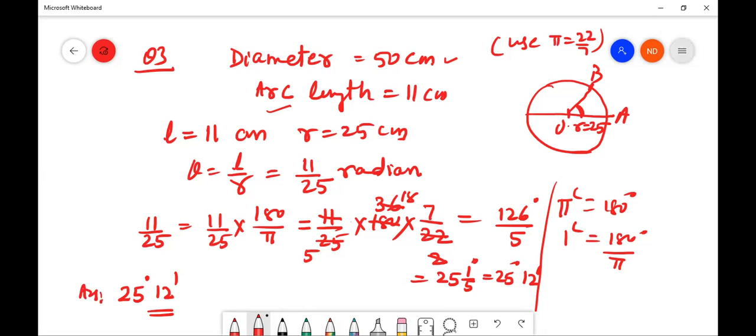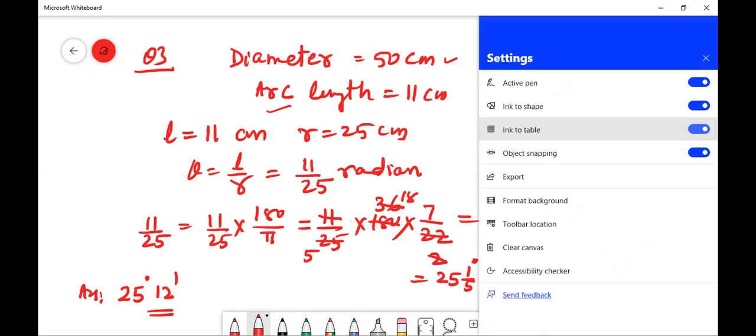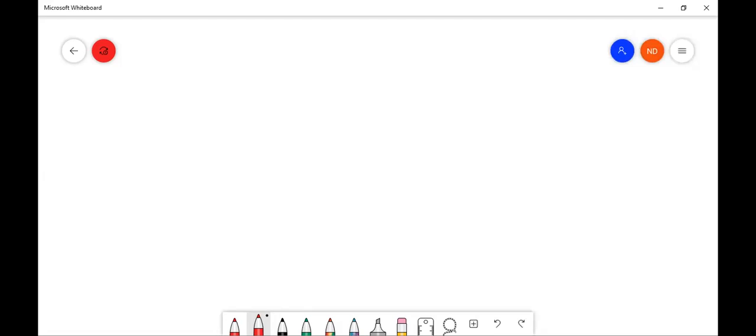So if you are given theta, L, R, out of the three, if you are given two, you can get the third one. So the last question of today's class: if in two circles, arcs of same length subtend angles 60 degree and 75 degree at the center, find the ratio of their radii.